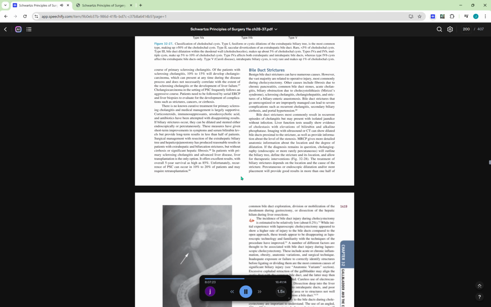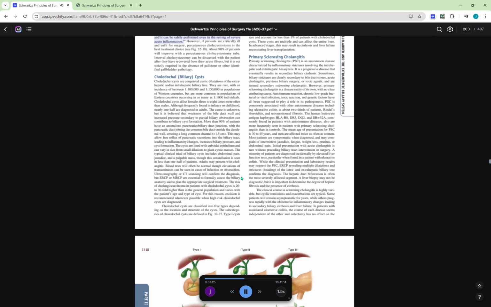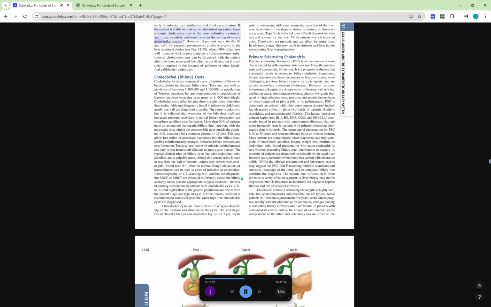If the patient is stable to undergo an abdominal operation, laparoscopic cholecystectomy is the most definitive treatment, and it can be safely performed even in the setting of severe acute inflammation. However, if patients are critically ill and unfit for surgery, percutaneous cholecystostomy is the best treatment choice. About a patients will improve with a percutaneous cholecystostomy tube. Interval cholecystectomy can be discussed with the patient after they have recovered from their acute illness, but it is not strictly required in the absence of gallstones or other identified gallbladder pathology.